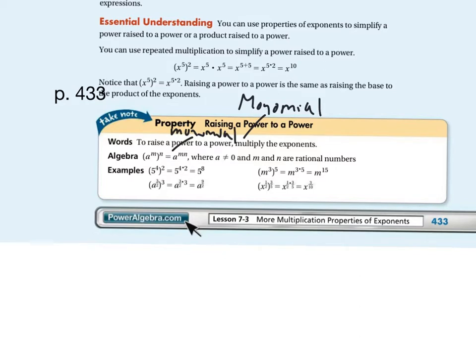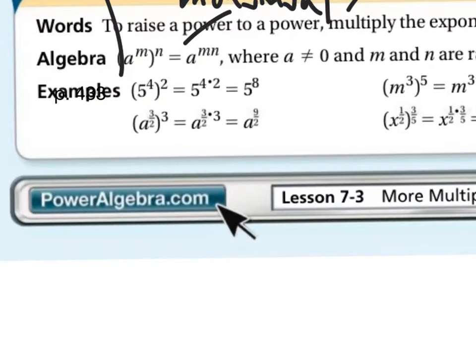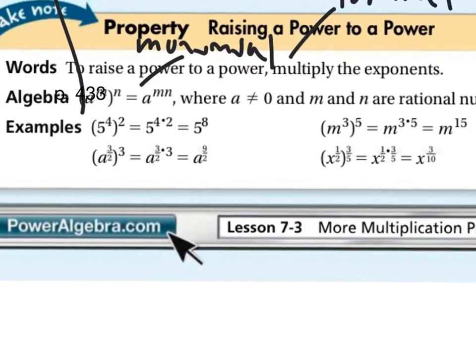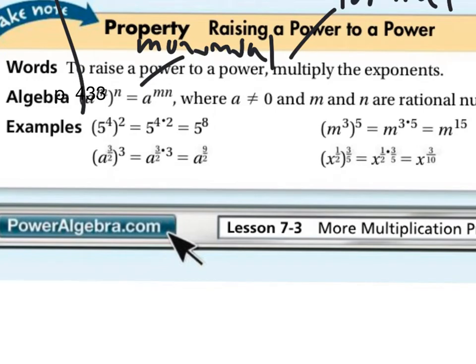So basically what the book's saying is if you have something with an exponent and there's an exponent next to it outside of the parentheses, then basically you can just multiply those exponents together. So for example, they're showing here 5 to the 4th squared is equal to 5 to the 8th power.